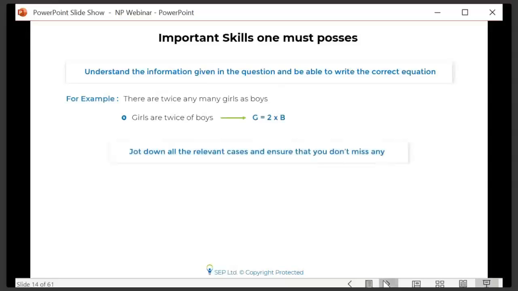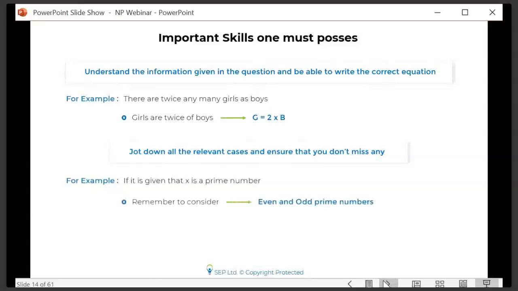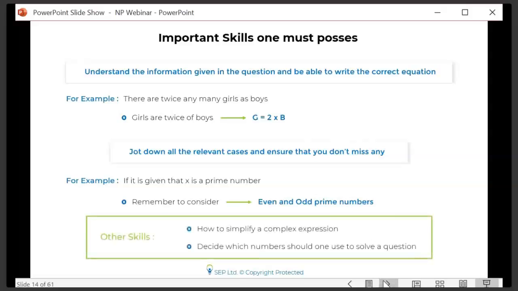Some of you tend to miss cases. Like if it is given that X is a prime number, a lot of students end up thinking only about odd numbers and they forget about 2. That should not happen. You should be able to think about both even and odd prime numbers. Okay, there are some other skills also, like how to simplify a complex equation, how to take numbers to solve the question, and so on and so forth.